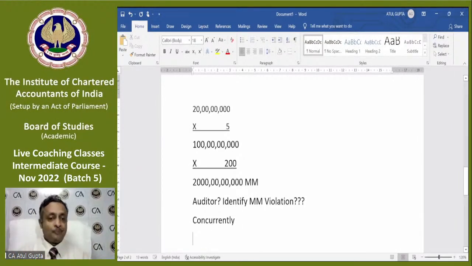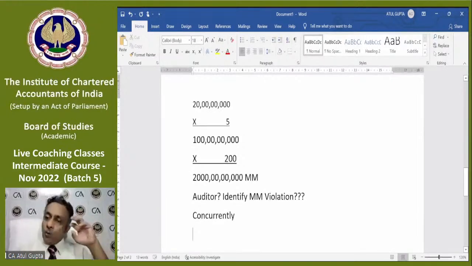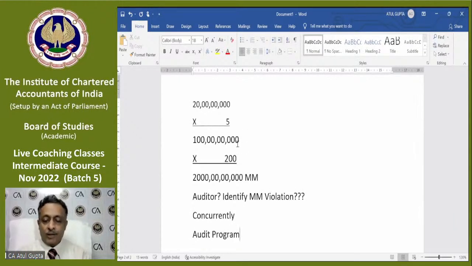Great. Now, what is done? An audit program is written. And in this audit program, 20 crore transactions are daily audited. Means every transaction that is being processed on the NSE system is going to be parallelly processed on this audit program.